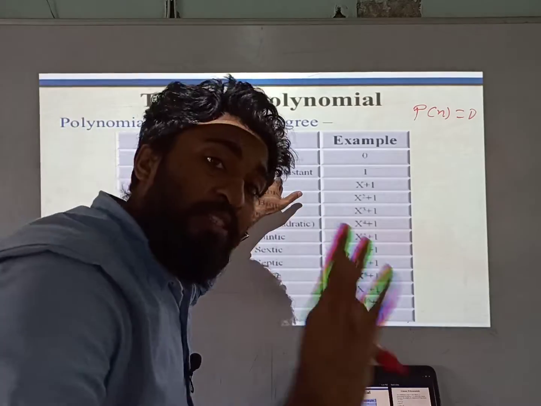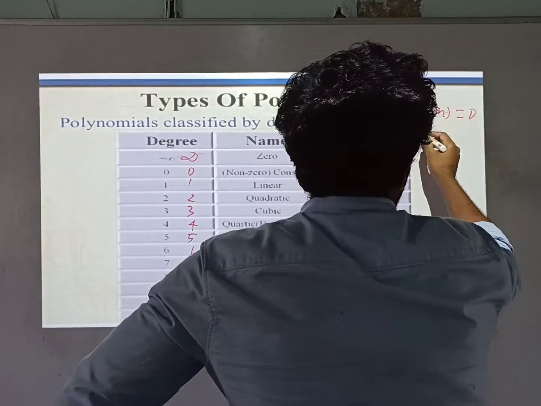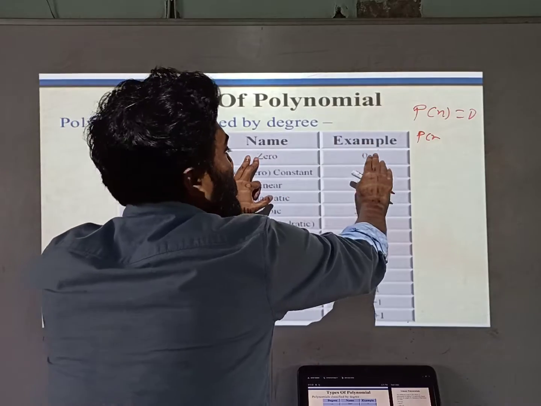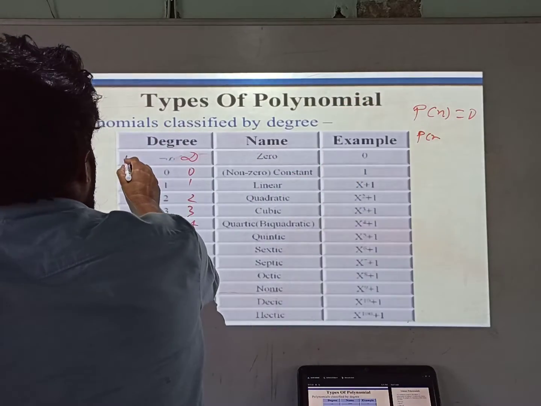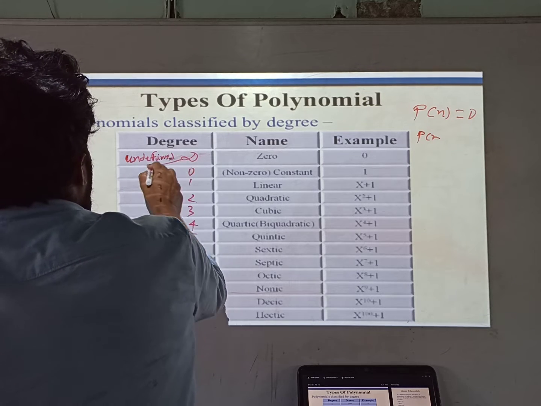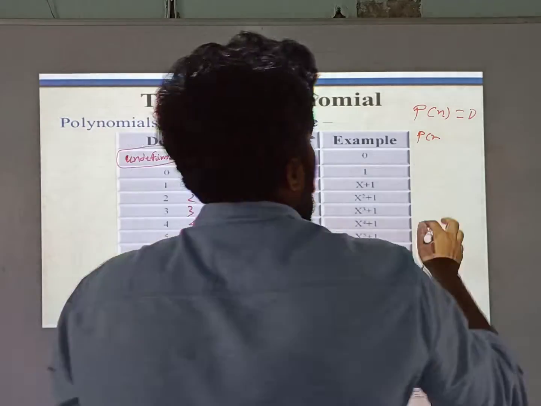The polynomial name is 0 polynomial and the degree of this polynomial is undefined. Why is it undefined? You see, if I say, this is 0, name of the polynomial is 0 polynomial, example is 0, but what is the degree? That is infinity or undefined. Okay, you can write undefined, we cannot find the degree of the polynomial. Why am I telling so?